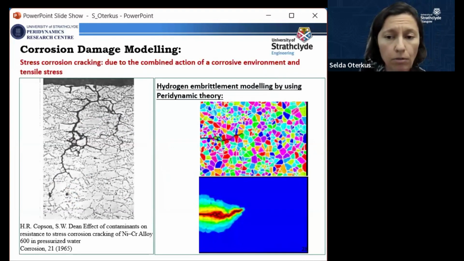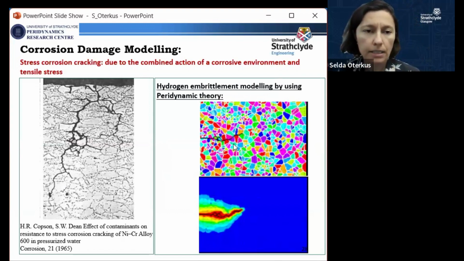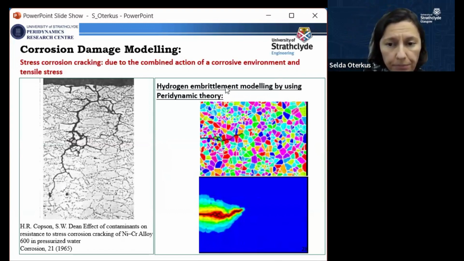For example, one of the most important corrosion mechanisms is stress corrosion cracking, and this occurs when the structure is under tension and in a corrosive environment, and usually these are happening at the microscopic level. Here you can see an example in the picture on the left, and there are different stress corrosion mechanisms, and the mechanism that we are investigating here, on the right, is hydrogen embrittlement.